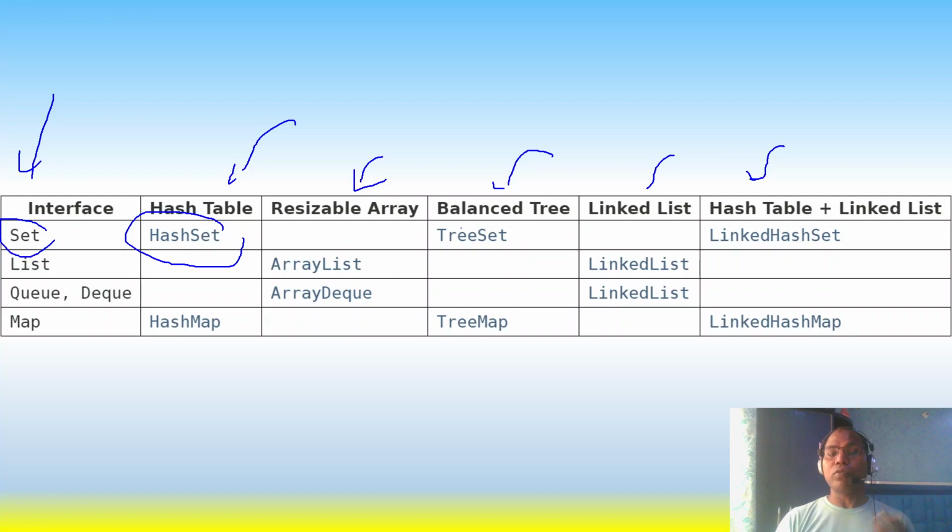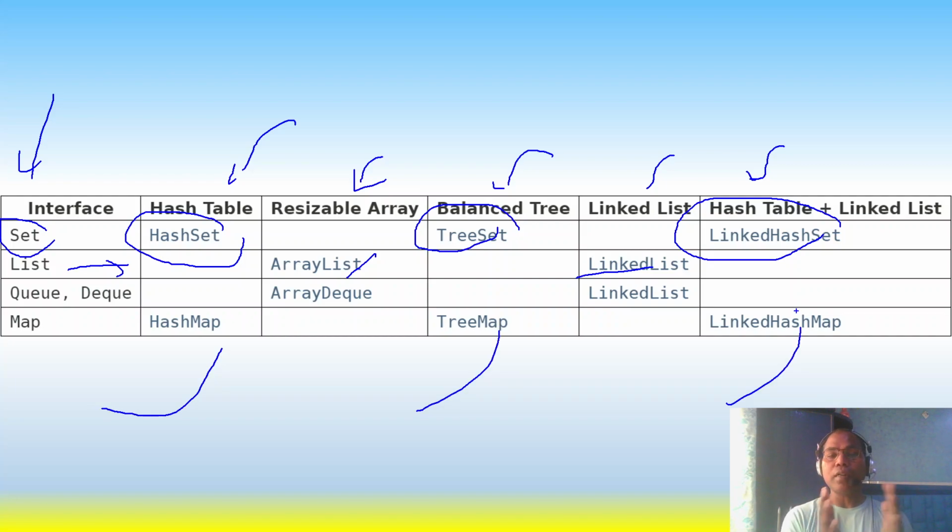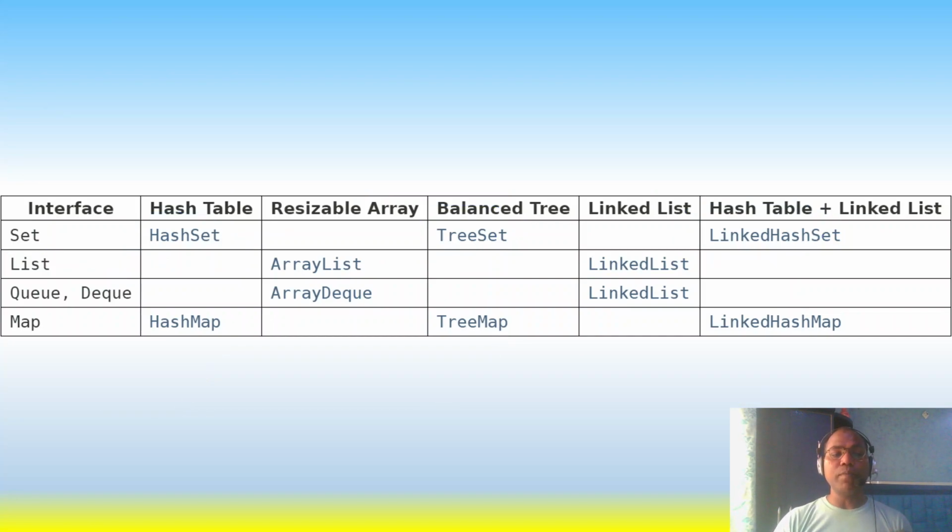If you want sorting, you use TreeSet. If you want to maintain insertion order, you use LinkedHashSet. Similarly, to allow duplicates, we have good options like ArrayList and LinkedList, and also Queue. Similarly for map, we have HashMap, TreeMap, and LinkedHashMap. So these are the different interfaces and the corresponding implementation classes we can use.